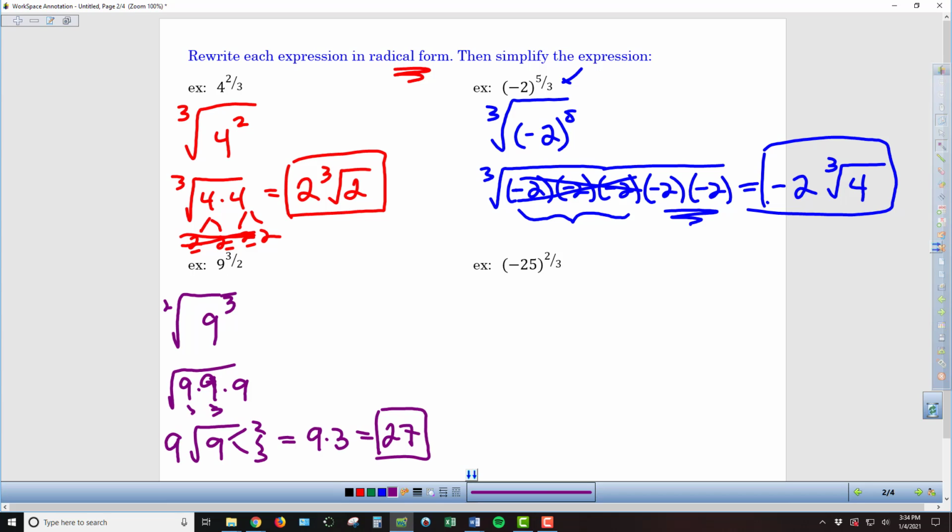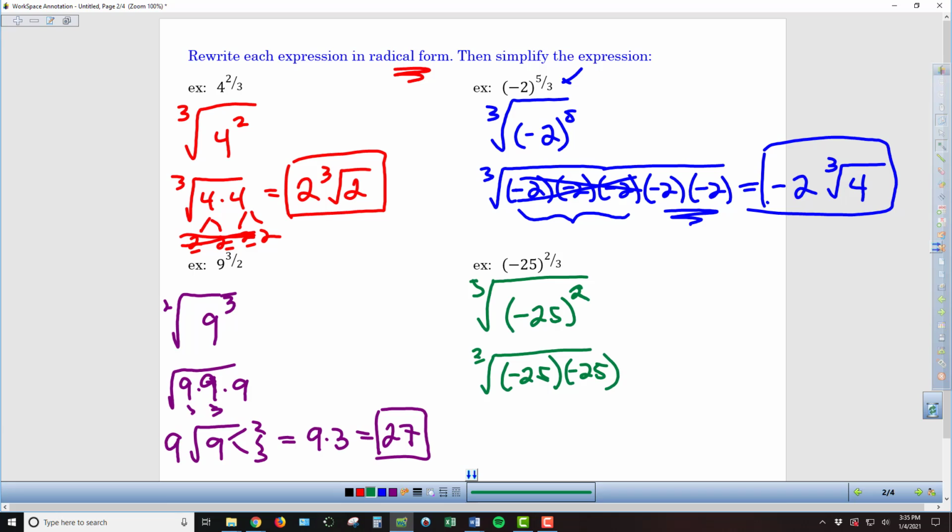And then for the last one, if we jump there, so -25 is our base, so we've got that to start with. The numerator of the exponent is a 2, so I'm going to put a 2 as the exponent there, and then it's going to be underneath a cube root symbol. So I'm going to expand this expression here, so I'm going to have -25 times -25 underneath that cube root symbol. So I don't have a set of 3 25s, but I can factor tree this down because 25 can be multiplied into 5 times 5.